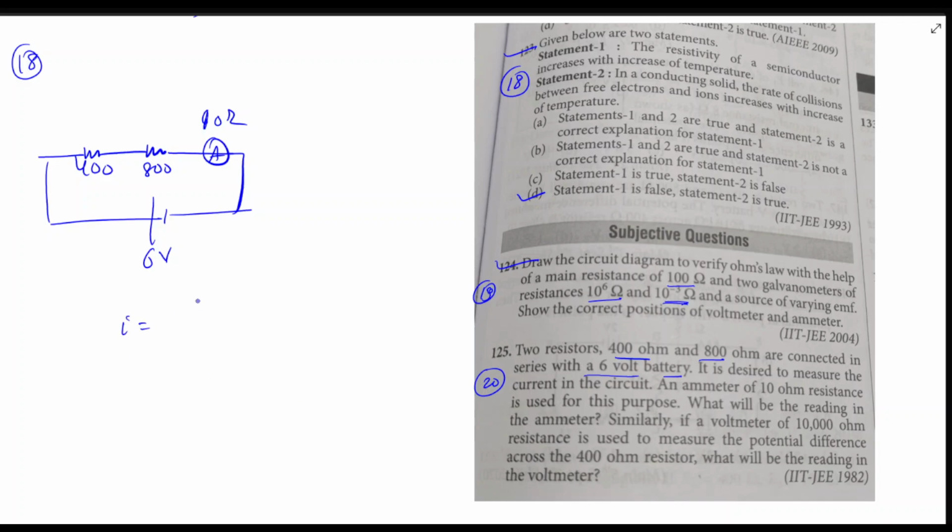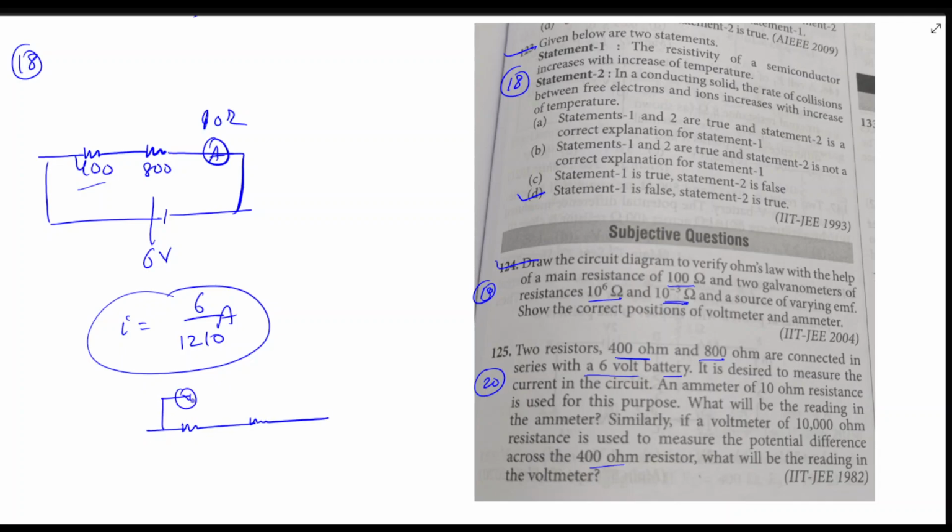So I will be equal to V by R. So R will be 1210. So this will be our current. Now we can't ignore 10 because 10 is comparable to 400, right? Similarly, the voltmeter of 10,000 ohm resistance is used to measure potential difference across 400. So this is again the same simple question.